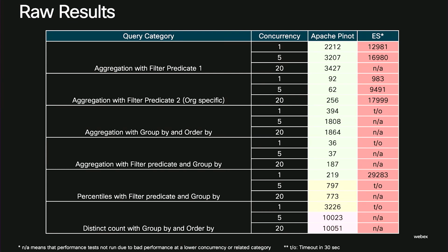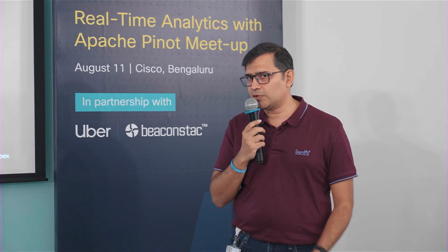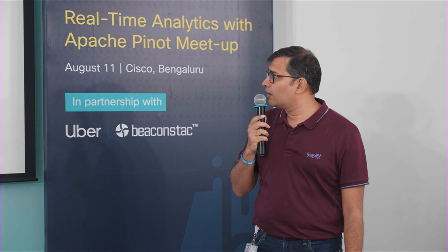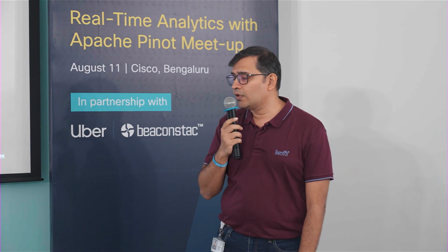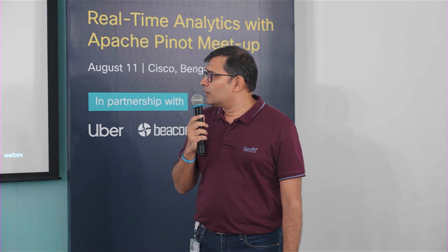So this is what our results were, and we tested them on concurrency. I won't read the results through, but what we figured out was, on concurrency versus latency, Pinot showed a low, linear growth, and Elasticsearch showed exponential growth. Most of my entries on the Elastic side are TO or NA, which means they either timed out, or we were not able to run at a higher concurrency because the previous test results were not good enough.